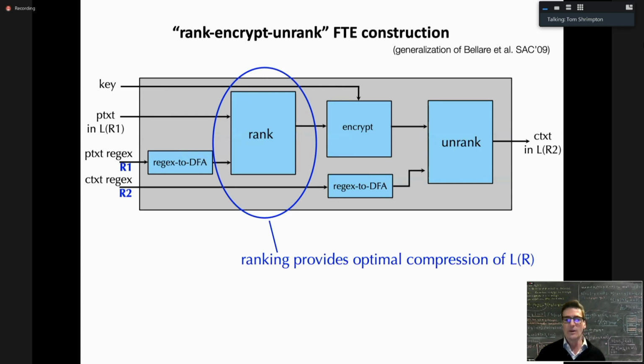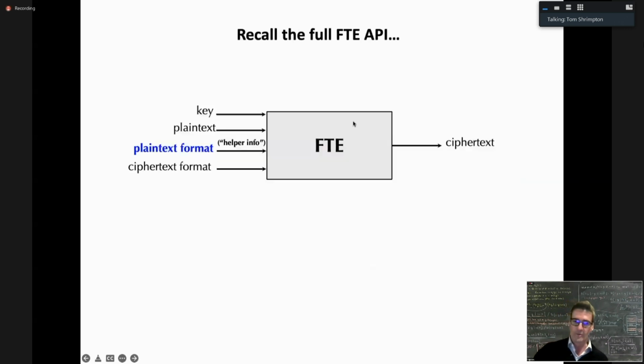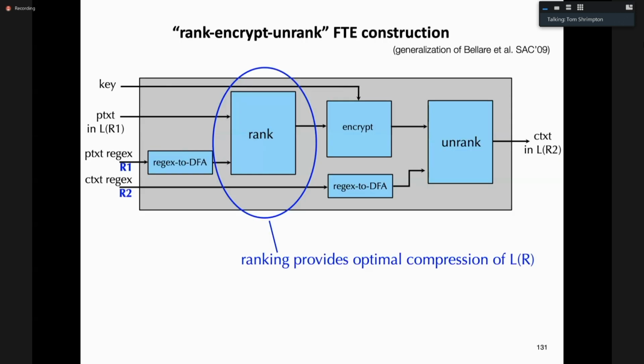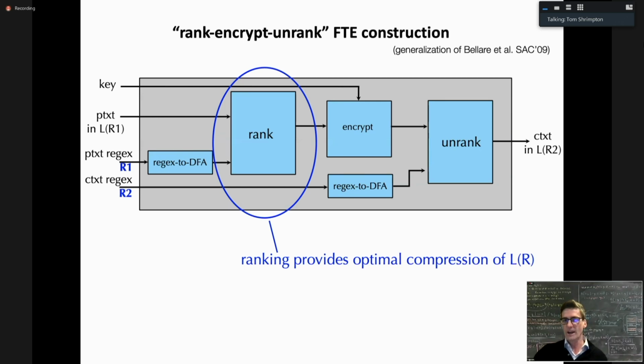Because now what we can do is, as I said, this original idea of ranking a regular language was to provide optimal compression for a regular language. So now we have to extend what we had before. I'll back up one slide, two slides here. This was the construction before: encrypt, unrank. Now we're going to do rank, encrypt, unrank.